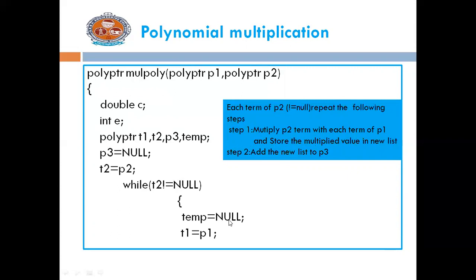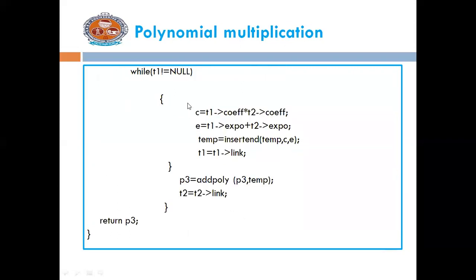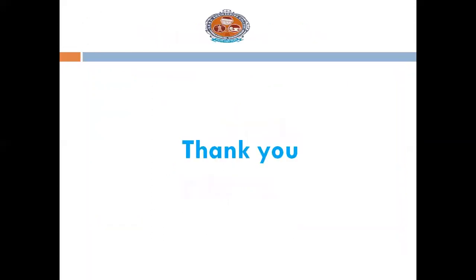That means by using this while loop, multiply each term with all the terms in the first polynomial. Then add the temporary result to the resultant polynomial. So this process is continued until the second polynomial is empty. Finally, return the result. This is how polynomial multiplication is implemented with C code. Thank you.